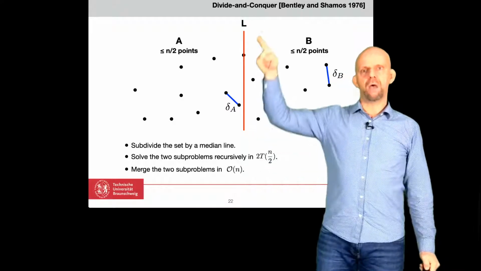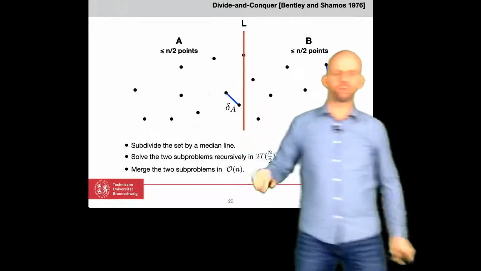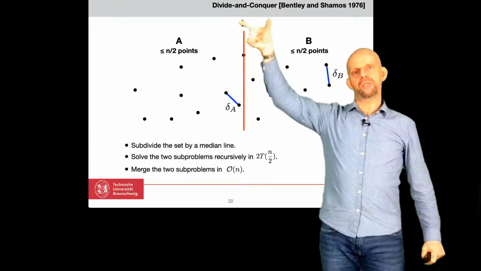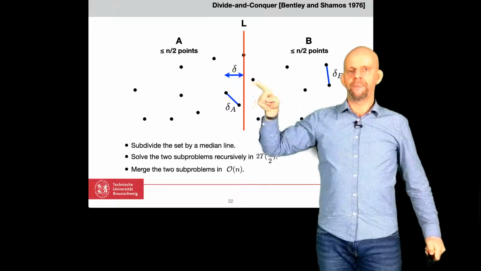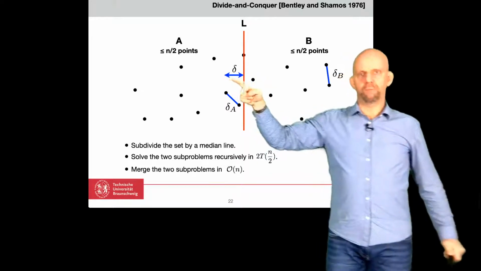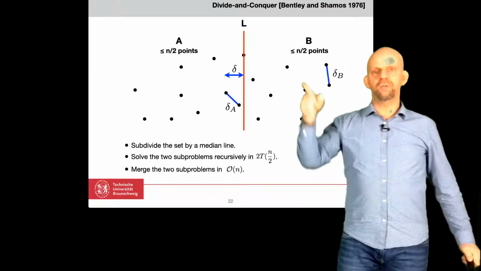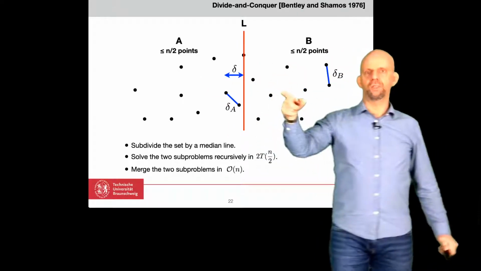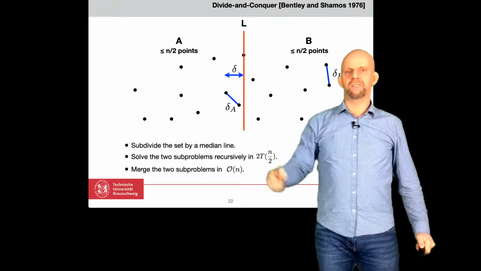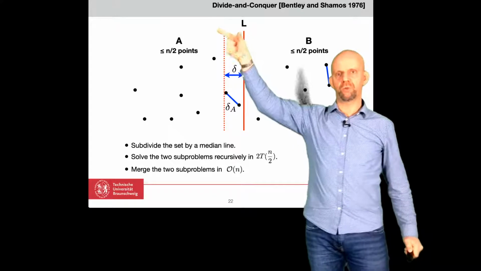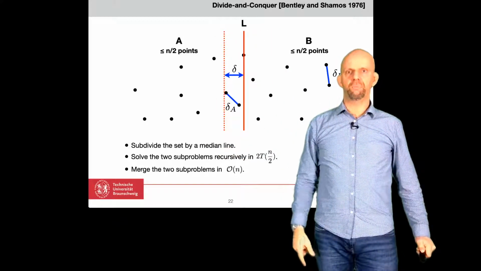And now we will just look at these two subproblems, merge, like in merge sort or some of these other things we've done, and just look at this. That shouldn't be so difficult because we know we only need to look at points on the left side which are within delta of this line. And we only need to look at points on the right-hand side which are within delta of that side again. So that's a strip of size delta. And that's a strip of size delta.